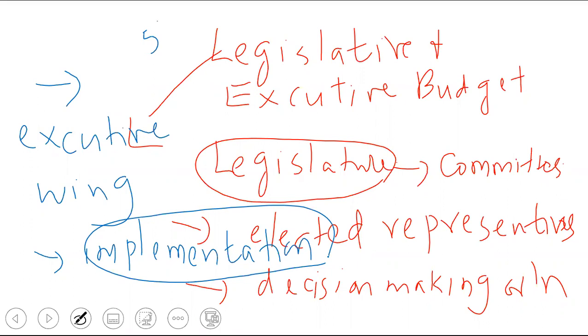Underline that sentence and write MCQ on the side: the executive is responsible for implementation of the budget.